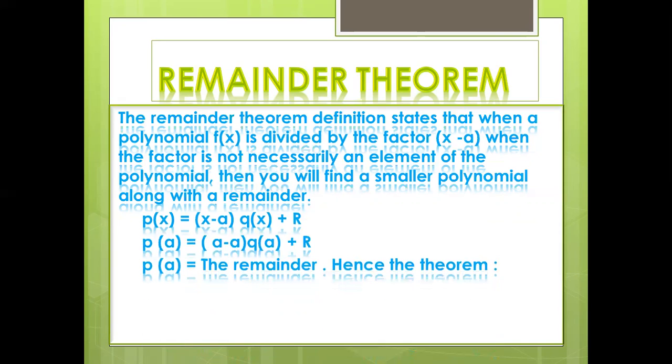It means that when we put the value which is mentioned in the question, the value of that variable, x or y or any variable, into the polynomial, we get at the end a numerical value. This is called the smaller polynomial along with the remainder. It means that that number will be called the remainder of the polynomial. In the remainder theorem, the factor which is given to us does not necessarily make the remainder 0. We have some remainder over there.